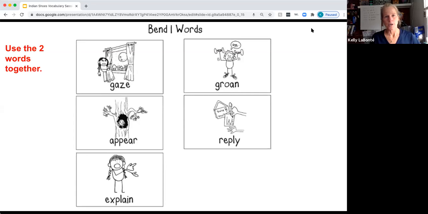Explain, groan. Maybe you had to explain to your mom why you were groaning when she said, "Do you want liver and onions for supper?" That's so silly. But yes, we can use explain and groan in the same type of situation.